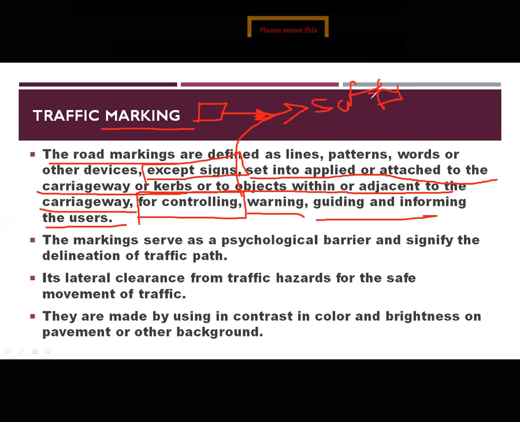If something is not under control, it means that it is harmful for other people. Warning means providing information to the driver for the safety of the driver, so that he will take the necessary action regarding guiding.